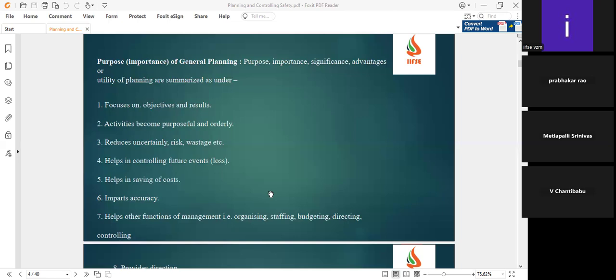Okay, sir. See, our aim is to increase the production by 50 tons. In that increase of 50, we have to reduce the risk and wastages.